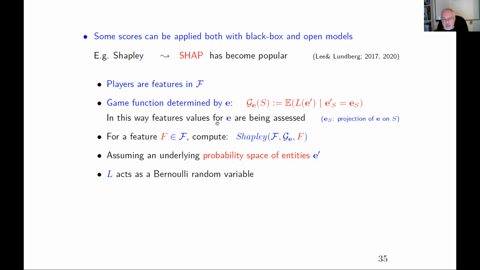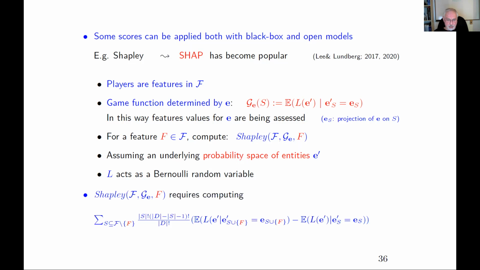So this is basically the way to start trying to assess the feature values in the entity E. We can pick a particular feature now, and we compute the Shapley value for this particular feature, that is one of the players in the game for this gain function. Of course, this requires some underlying probability distribution on the set of entities. The label becomes a random variable, a Bernoulli random variable, because it takes the value 1 or 0. So there is a probabilistic setting.